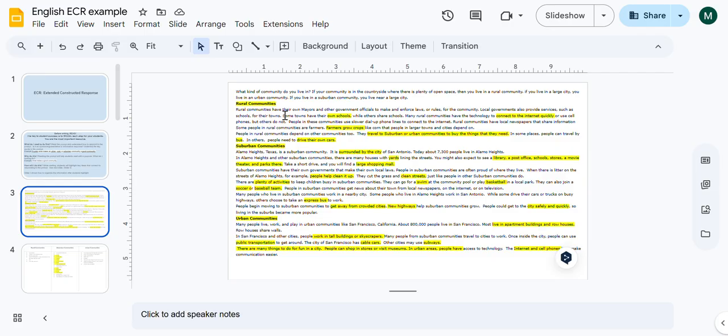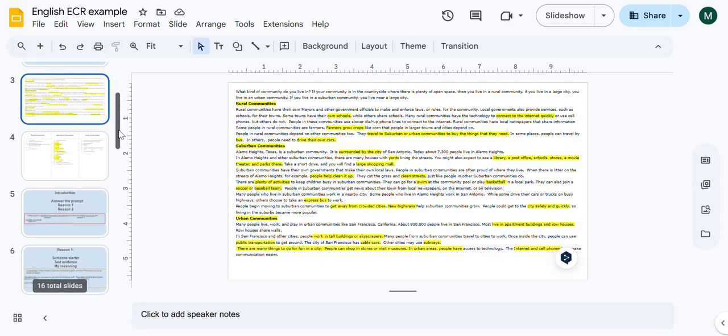So here's the rural community. So we highlight the words that talk about what makes a rural community a good community. Suburban communities, we highlighted keywords that make living in a suburban community a good community. And then urban communities, we did the same. So here the kids know, okay, as I'm reading, I'm going to be highlighting what makes each community a good community. So they're reading with a purpose in mind.